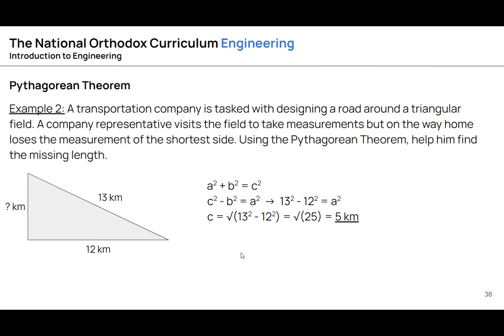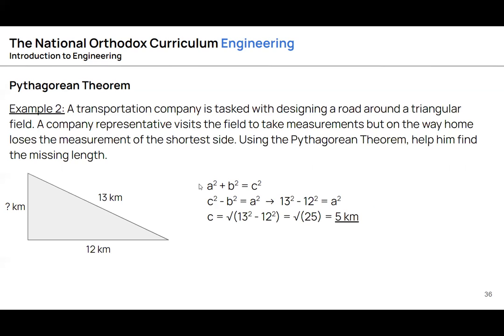Let's look at another example. A transportation company is tasked with designing a road around a triangular field. A company representative visits the field to take measurements, but on the way home loses the measurement of the shortest side. Using the Pythagorean theorem, help him find the missing length.